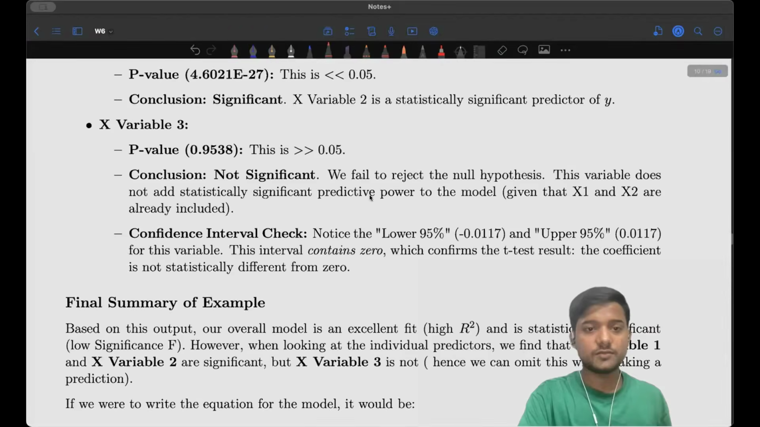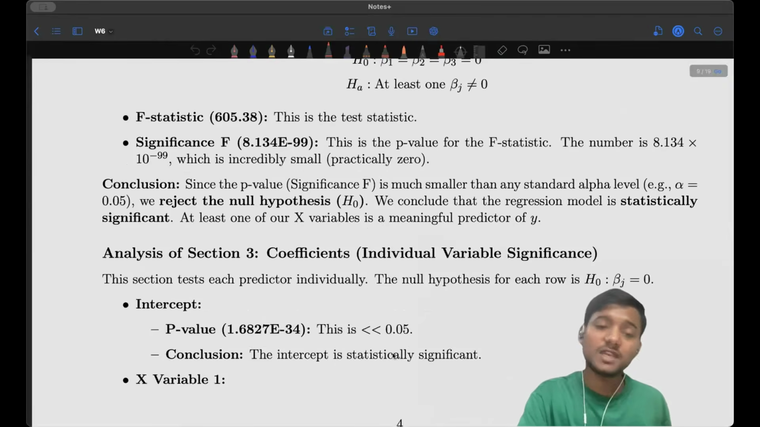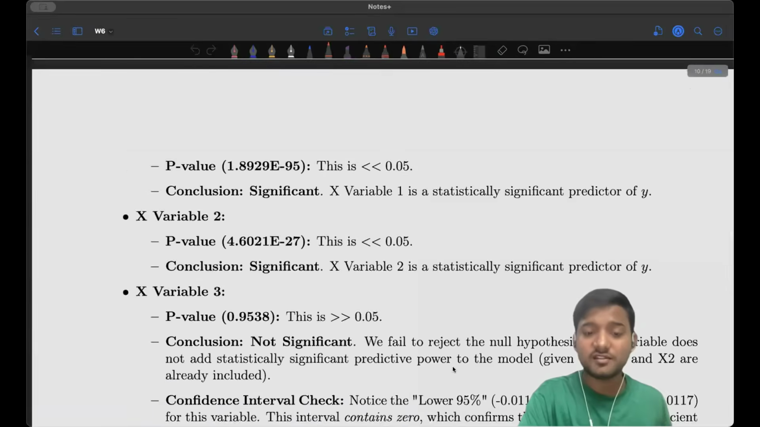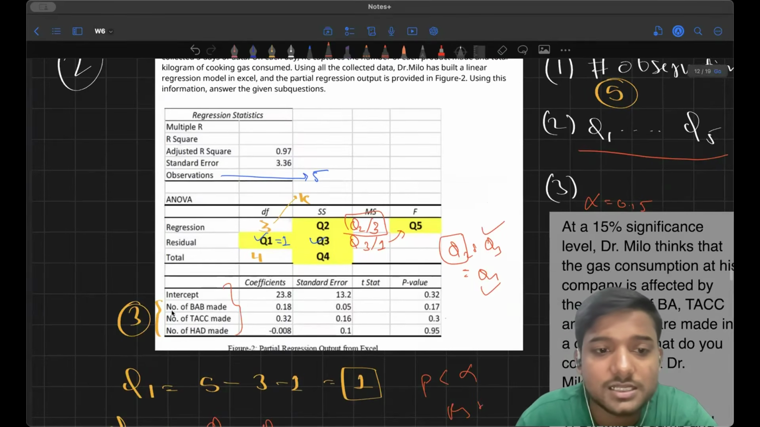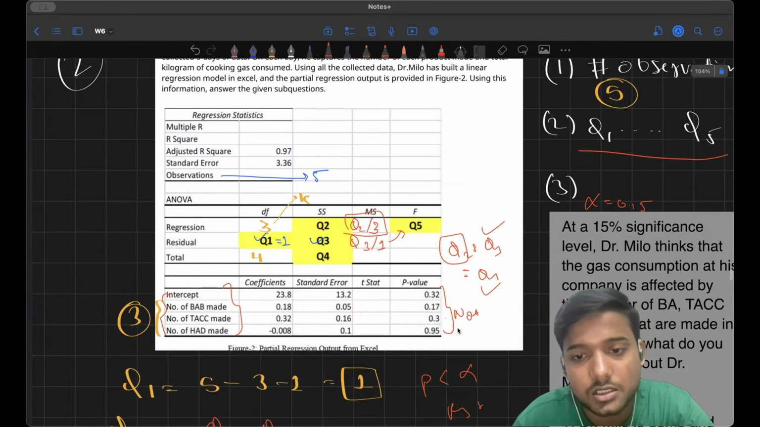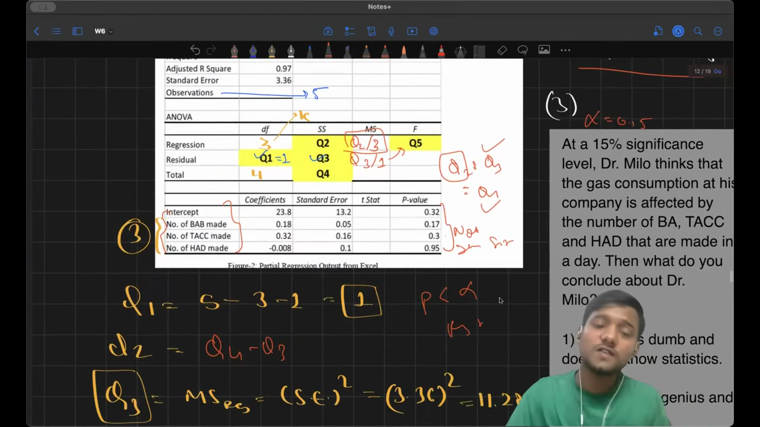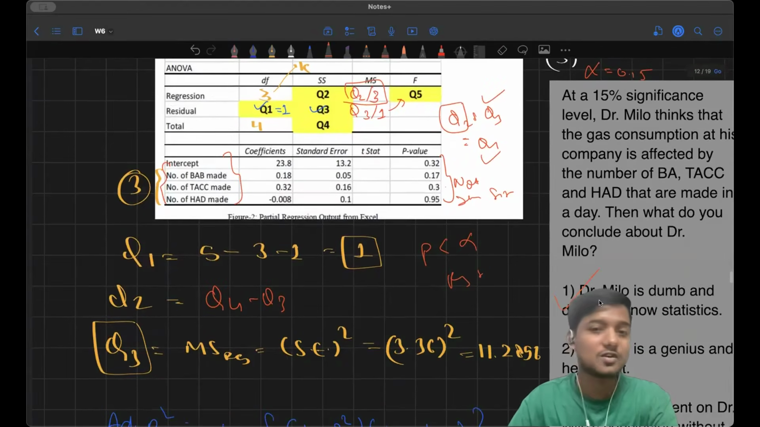So you can go back here and see this thing, right? We were checking, is this p-value less than our alpha? And when it was less than alpha, then only it was statistically significant. But because we don't have p-value less than alpha, that means all these variables which you are seeing here, intercept and the cakes and all that stuff, are not statistically significant. So that is an important thing. And because all of them are not statistically significant, therefore Dr. Milo is dumb and does not know statistics. Okay, so this was the correct answer.